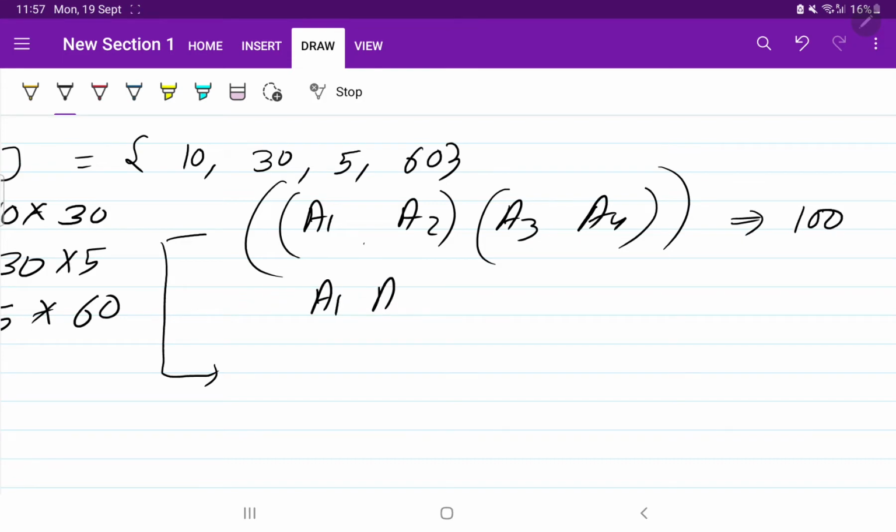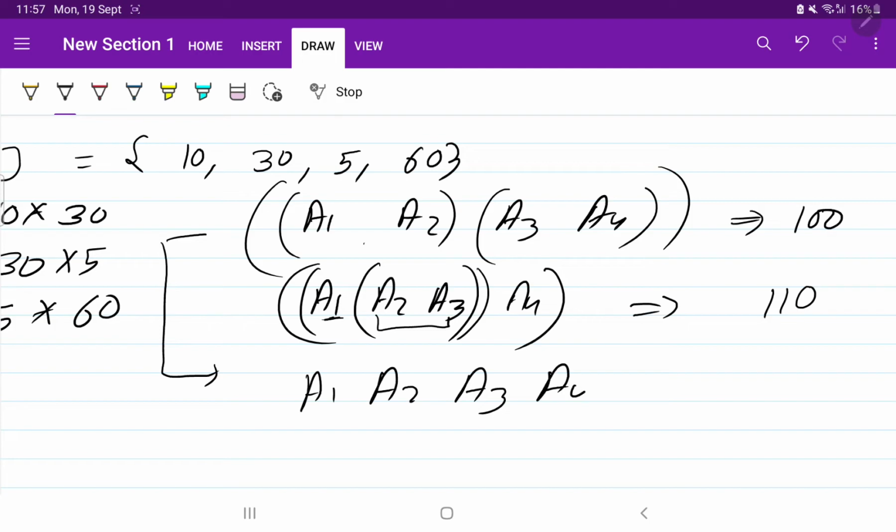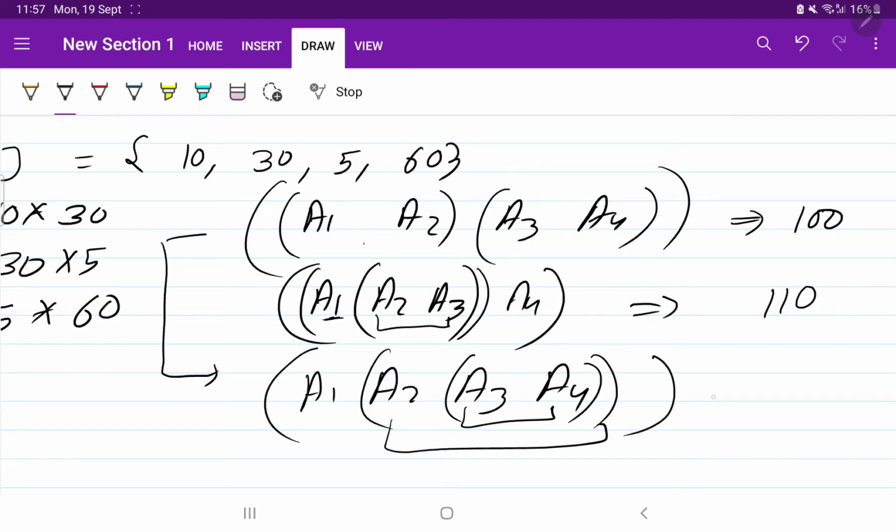What can be the other possible case? You can say that we can try like this. First perform a2, a3, then the result of a2, a3 will be combined with a1, and then finally a4. Suppose this gives you a cost of 110. Again there are more possibilities. You can perform these 2 first, then these 3, then the final, and suppose this gives you 60 rupees. So this 60 rupees you need to find.